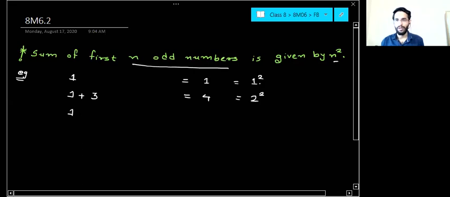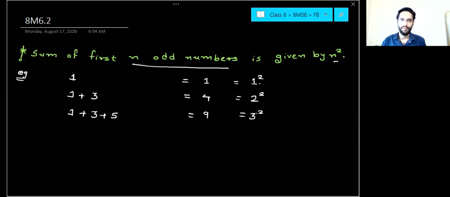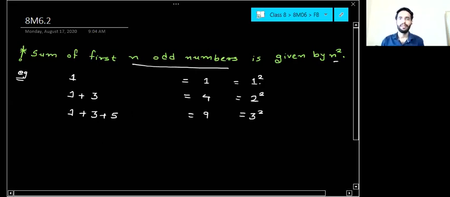Next, 1 plus 3 plus 5. Sum of 3 consecutive odd numbers, right? 1, 3 and 5. 5 plus 3, 8 plus 1, 9. 9 is 3 square. Isn't it? Are you getting? Rohan, I'm explaining which number n means. See, sum of first n odd numbers is given by n square. So if you add two numbers, I'll get 2 square. If I add first 3 odd numbers, I'll get 3 square.